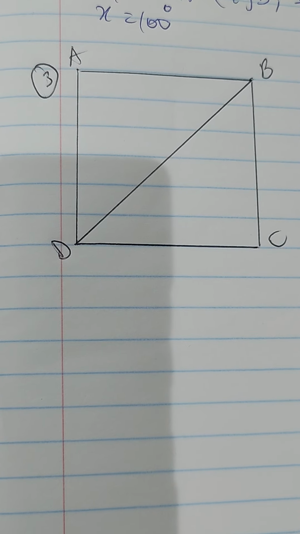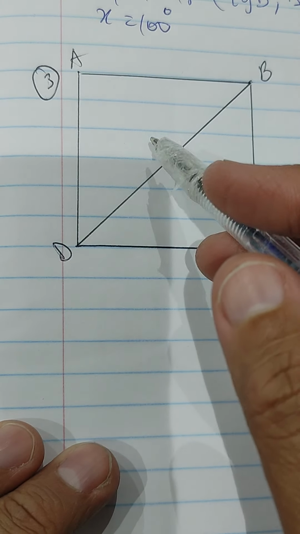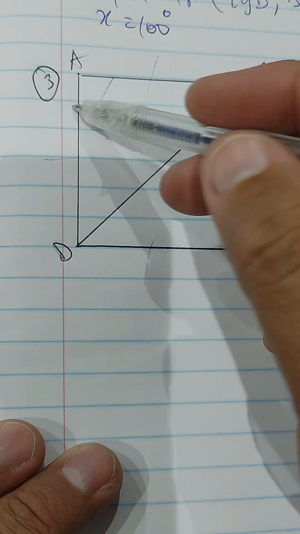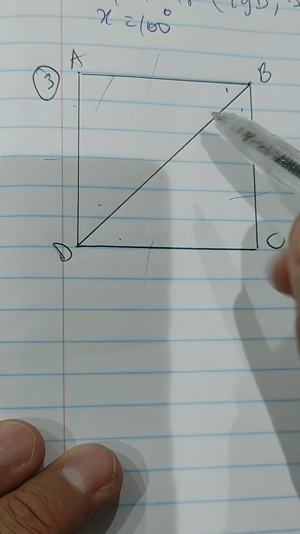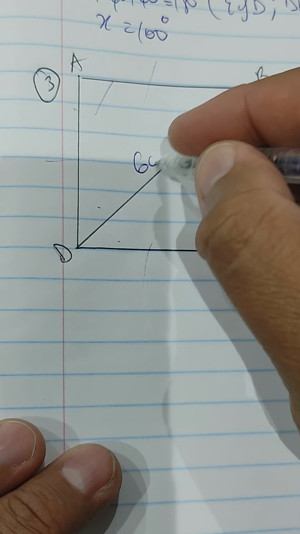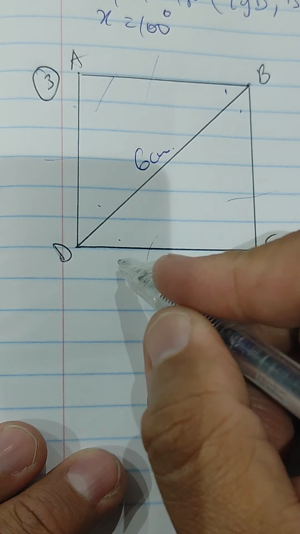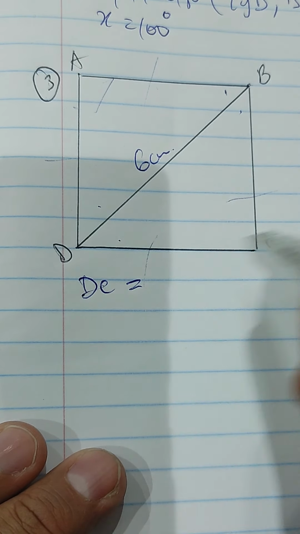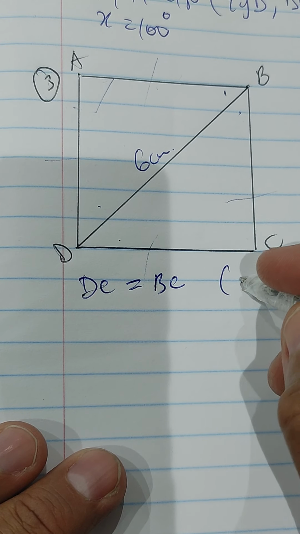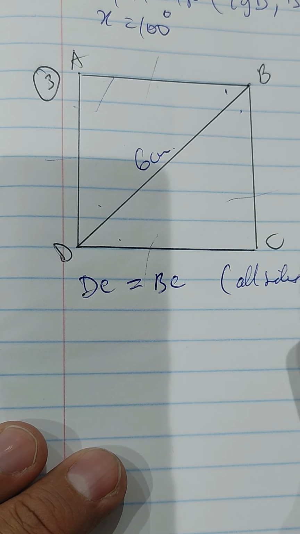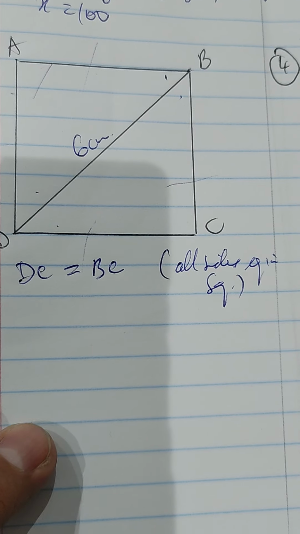Okay, for number 3, we are told that ABCD is a square. So if this is a square, we know many things. Okay, there's 90 and diagonals bisect the vertex angles and all of this. Then we are told that BD, its length is 6 centimeters. Calculate DC. But we know that DC is the same as BC. Why? Because all sides are equal in a square. Okay? All sides are equal in a square.